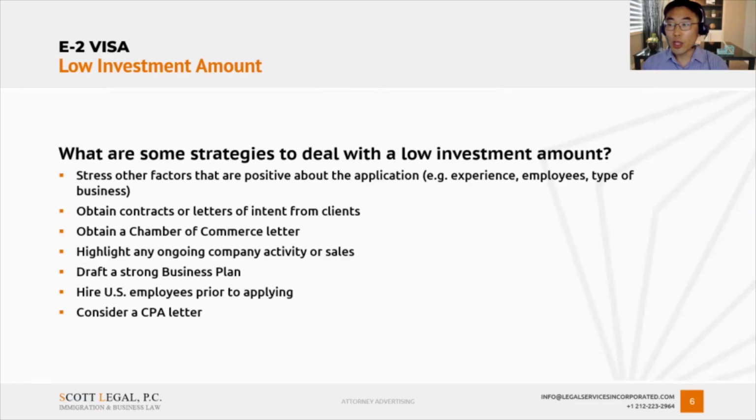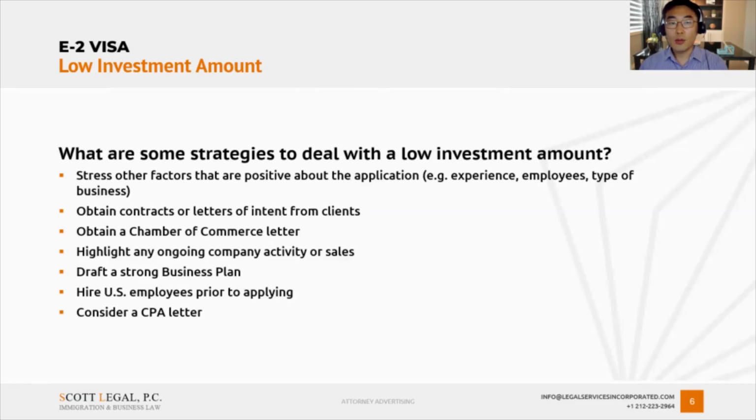You could also get a letter from the local chamber of commerce where your business will be located. Such a letter would help to show that your E-2 business will create jobs and provide value to the local community. This kind of supporting letter from the local chamber of commerce makes a huge difference in a low investment case.